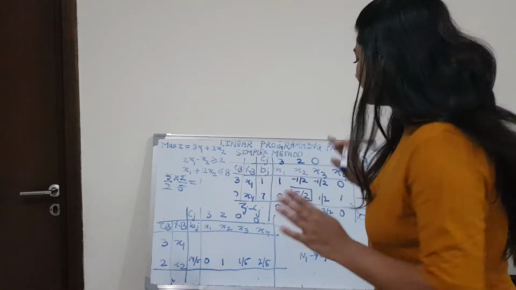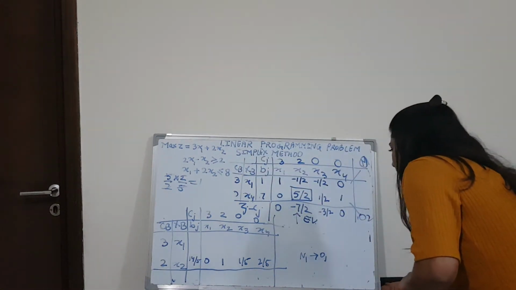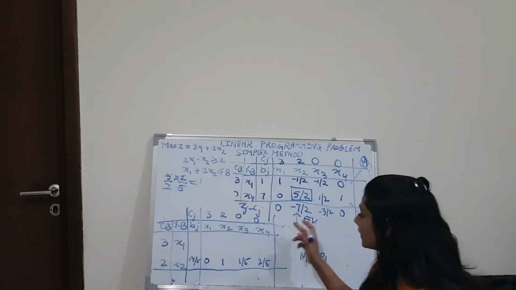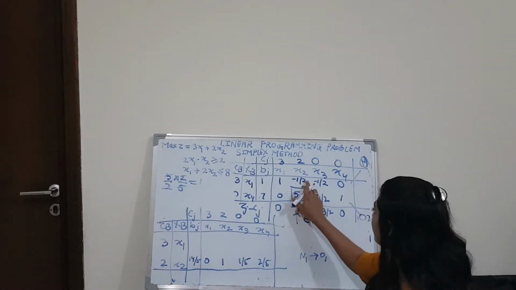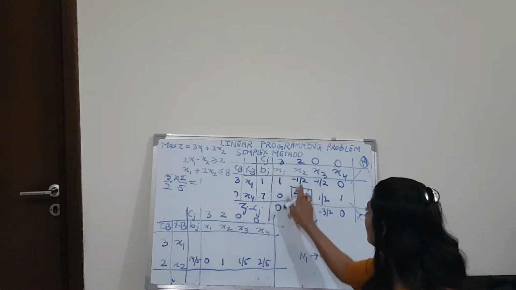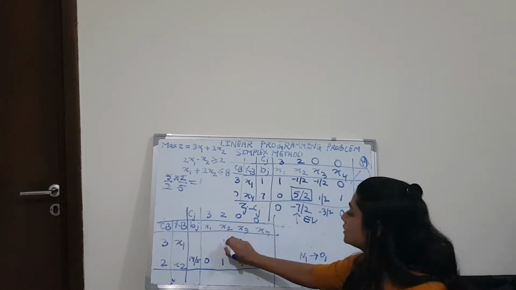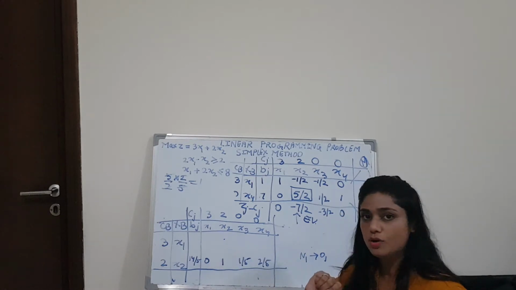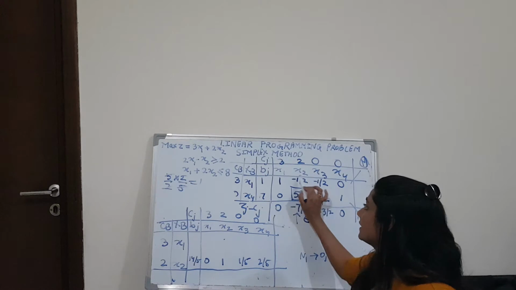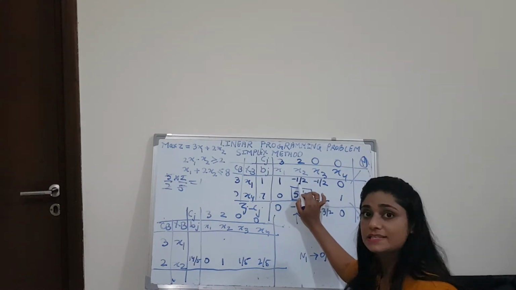O1 only. Now we will check. We have to make 0 at this place, in the second column. We will check in the old table what number is there: minus 1 by 2.